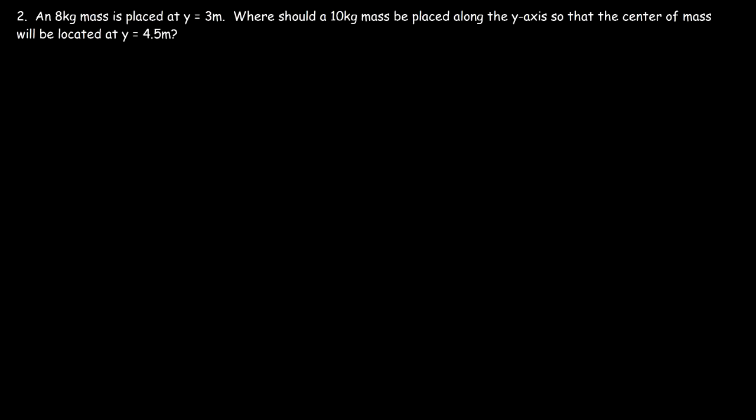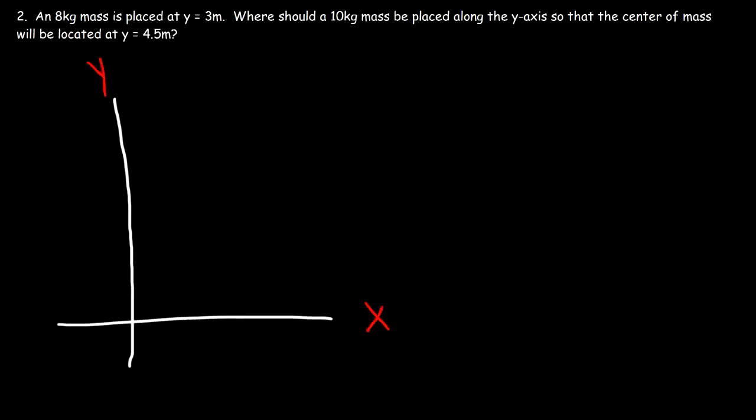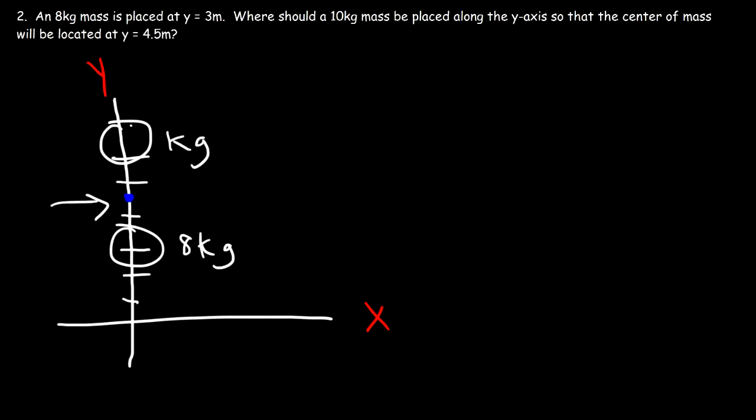An 8 kilogram mass is placed at y equals 3. Where should a 10 kilogram mass be placed along the y-axis so that the center of mass will be located at y equals 4.5? Well, let's draw a picture. So this is the x-axis, and this is the y-axis. So at position 3, we have the 8 kilogram mass. And at 4.5 is where we want the center of mass to be. So therefore, we have to place the 10 kilogram mass above the center of mass so that the center of mass will be located at 4.5.